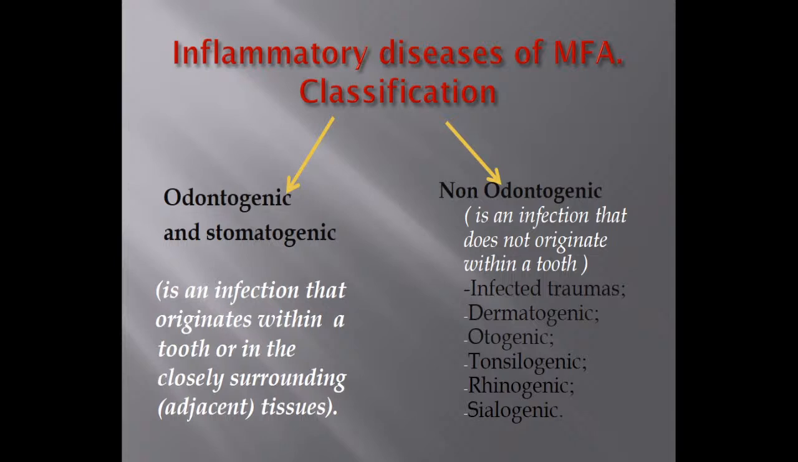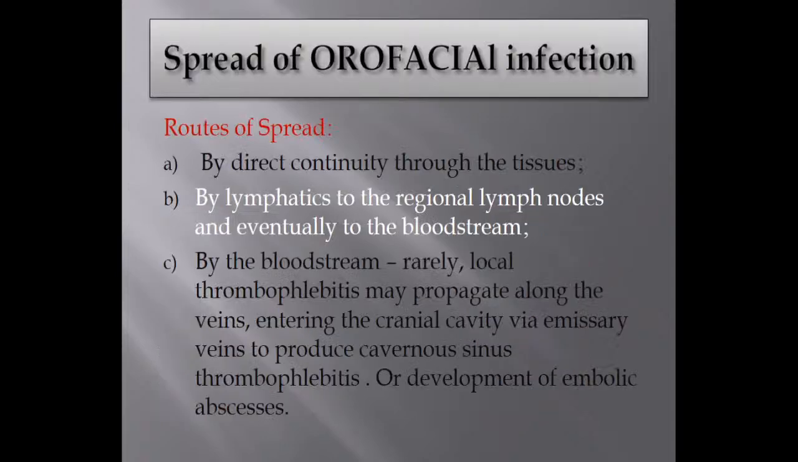And non-odontogenic is a big group for us. It's infection that doesn't originate within a tooth. For example, it can be dermatogenic, otogenic, tonsillogenic, rhinogenic, and others. And the traumas, of course. Spread of orofacial infections: routes of spread are by direct continuity through the tissues, by lymphatics to the regional lymph nodes and eventually to the bloodstream, and by the bloodstream.